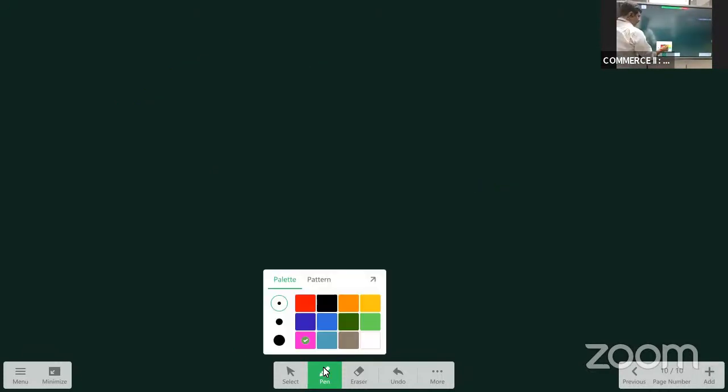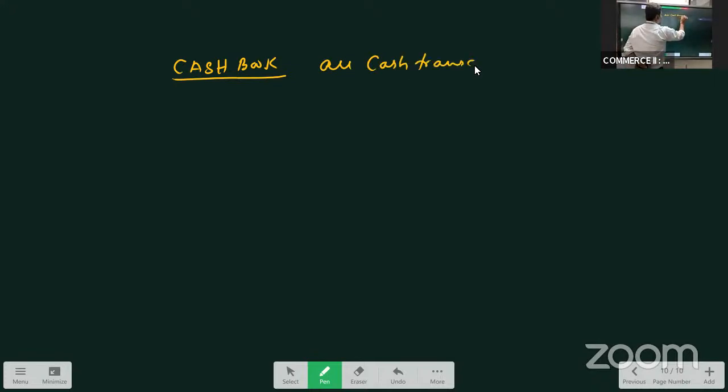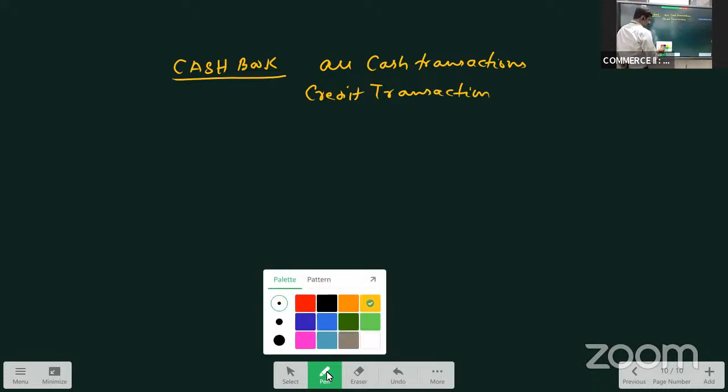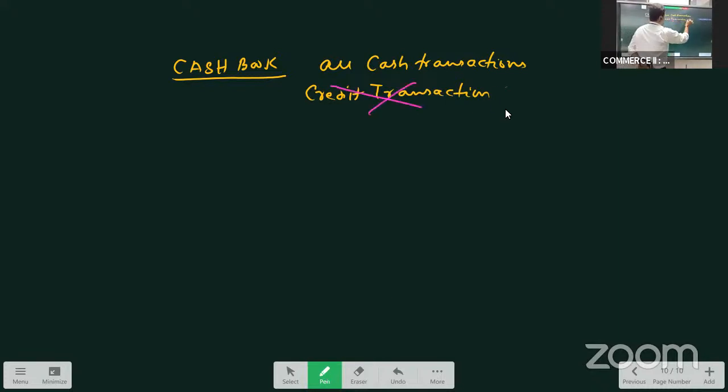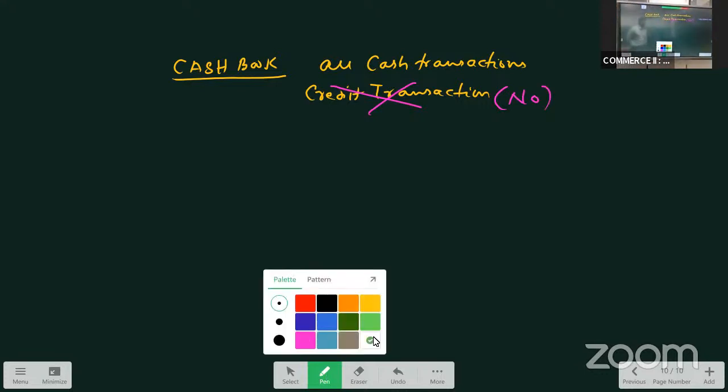So we are learning cash book. What do we record in cash book? All cash transactions. Do we record credit transactions in cash book? Again, the answer is a big no. We don't record credit transactions in cash book. We will record only cash transactions.